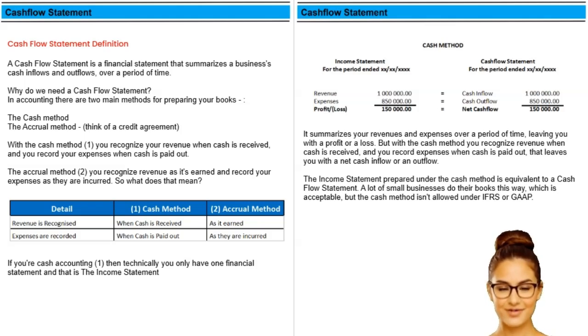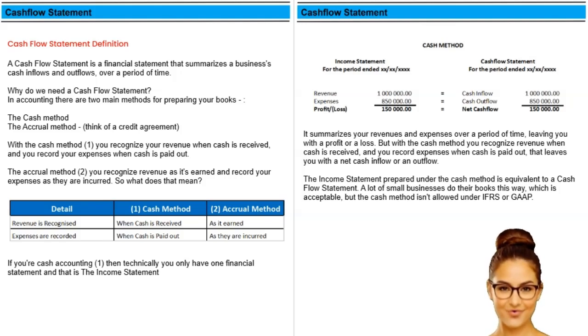An important note is that the income statement prepared under the cash method is equivalent to a cash flow statement. A lot of small businesses do their books this way, which is acceptable, but the cash method isn't allowed under IFRS or GAAP. Interesting, right?